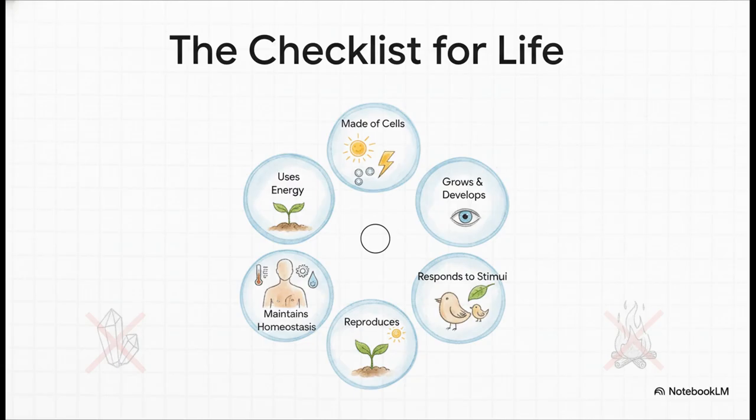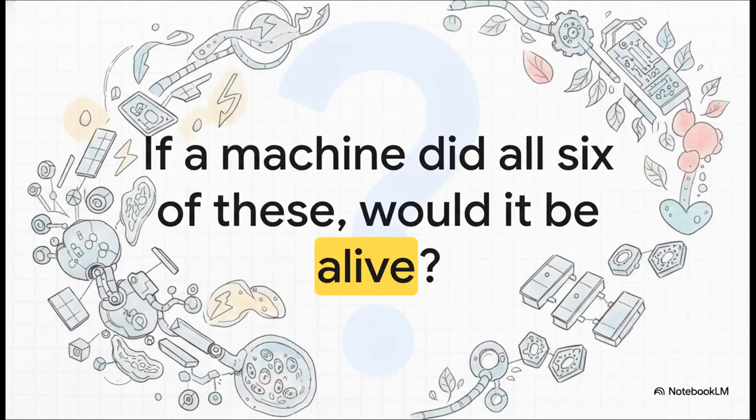I mean, a fire uses energy, and a crystal can grow, but only a living thing does all 6 of these. And that leaves us with a really fascinating and maybe a little unsettling final thought. What if we could build a machine that could tick every single one of these boxes? It's made of cell-like units. It finds its own energy. It builds copies of itself. It responds to things. At what point would we have to stop calling it a machine and start calling it alive? That's a question that really blurs the line between biology and technology, and it's something we might have to figure out sooner than we think.